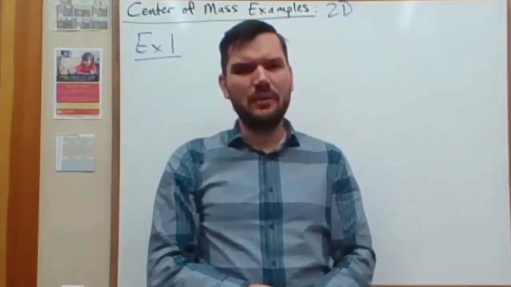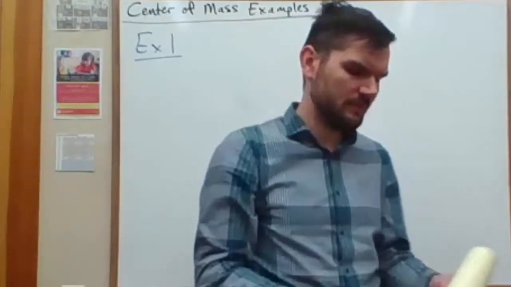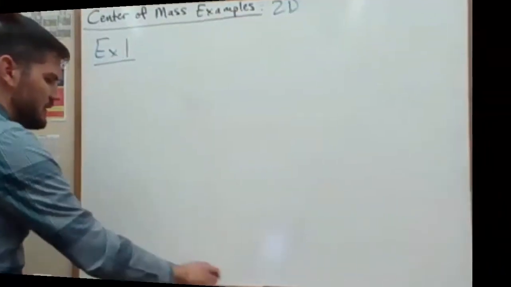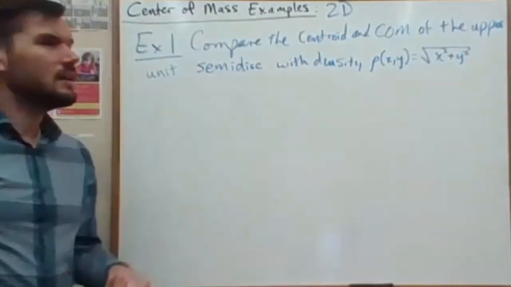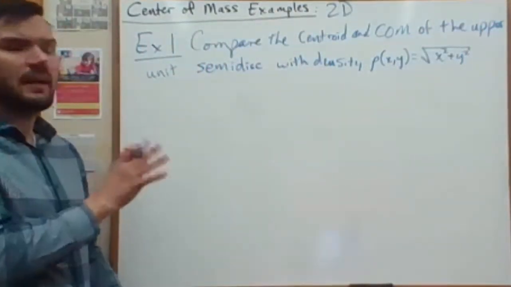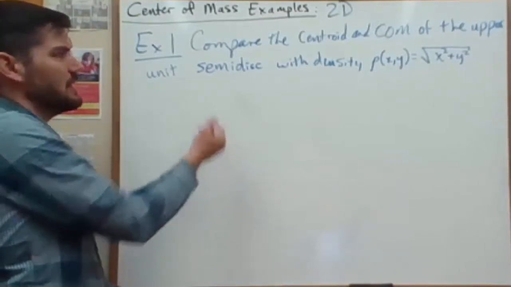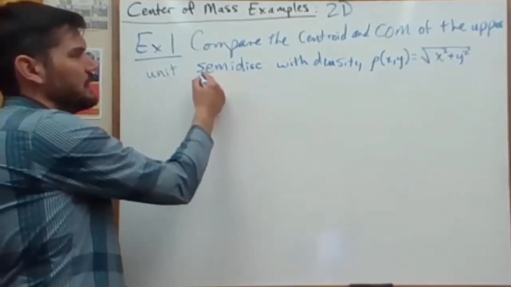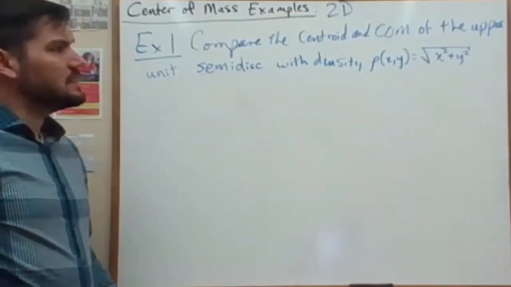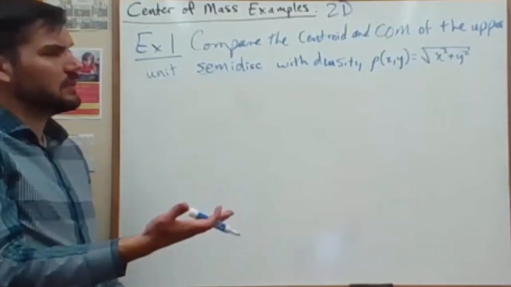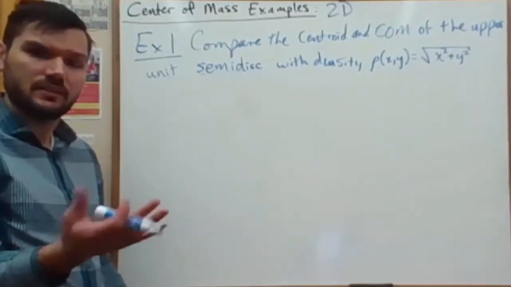Welcome back. Now we're going to look at 2D examples of center of mass calculations. We're going to compare the centroid and center of mass of the upper unit semi-disk, so basically bounded by the upper semicircle, with density x squared plus y squared square root, which of course is the radius r.